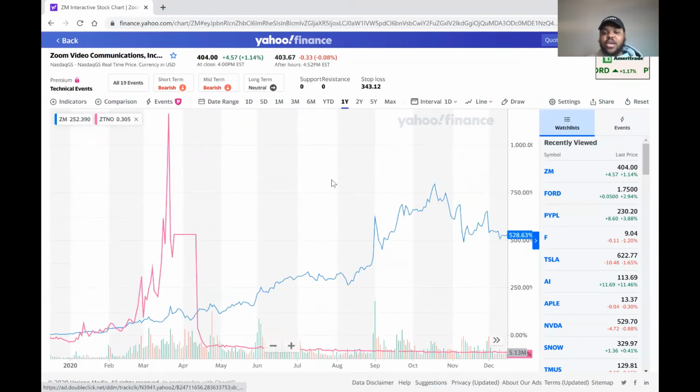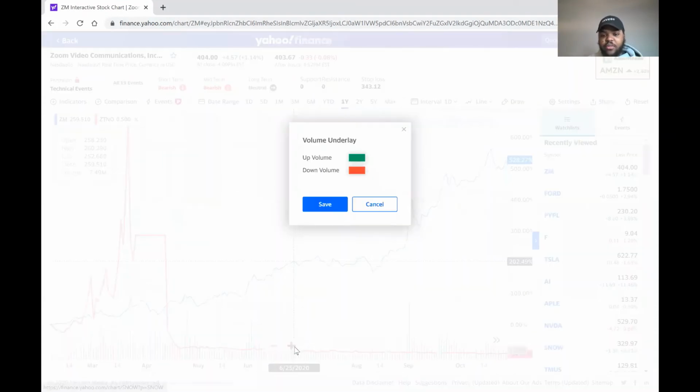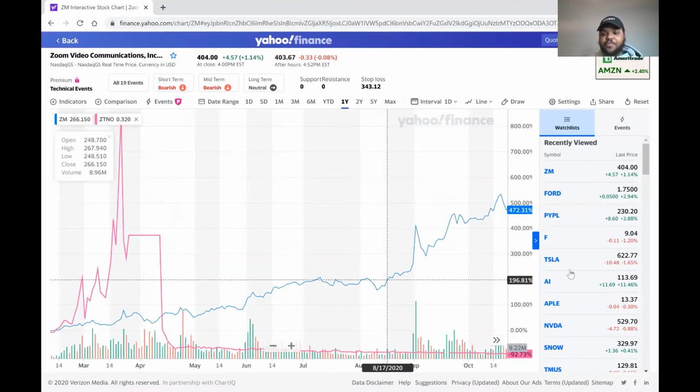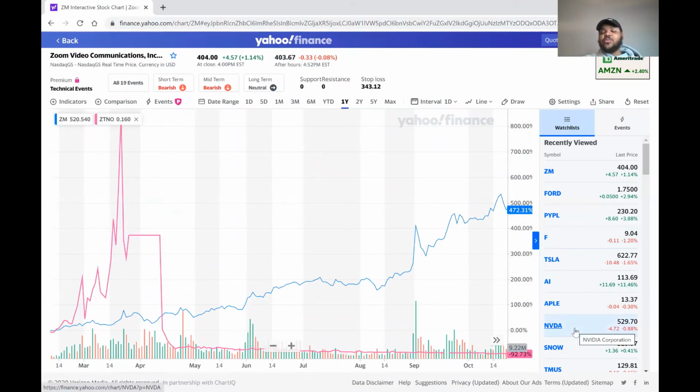So I'm going to change it and make it two different colors. And as you can see here, this is a strange shape, but I'm going to zoom in because it's not going to show me on the right-hand side. There we go. So in this case, you could have had the actual Zoom Video Communications, the app that we're using now to record this, up 472%, or you could have lost 92% by investing in Zoom Technologies. Very similar names, two different ticker symbols. So you have to make sure that you get the ticker symbol right.